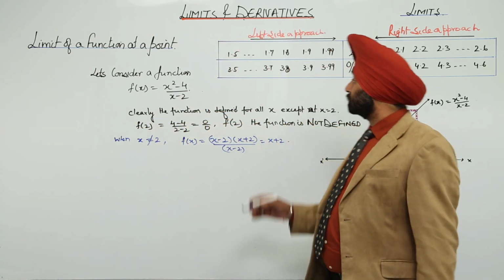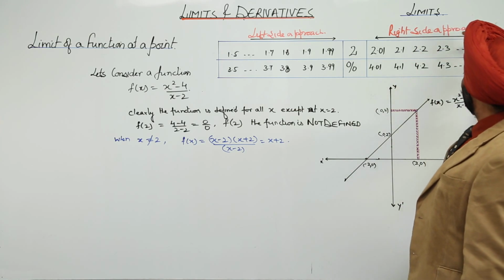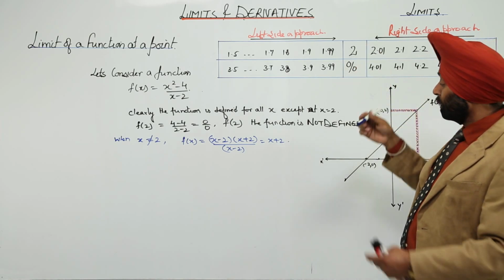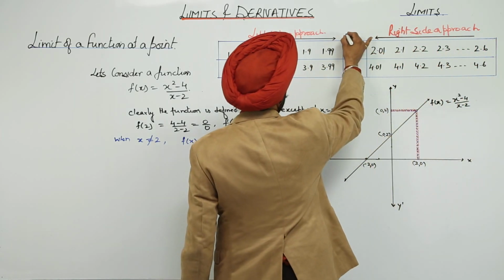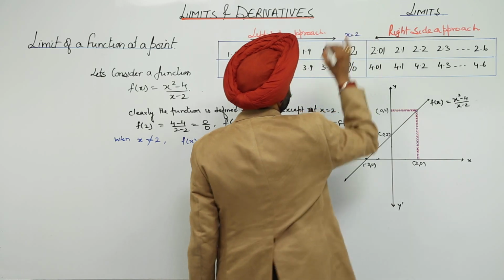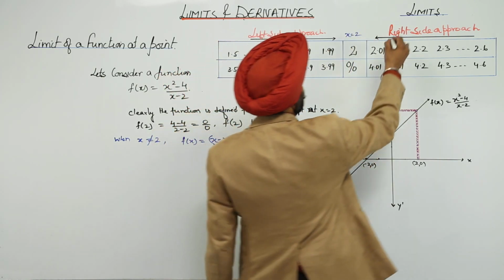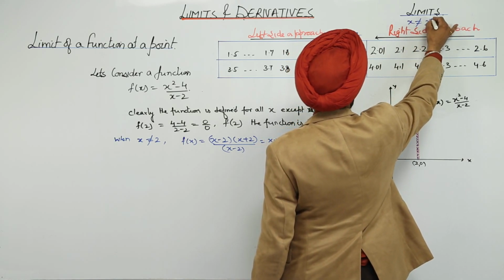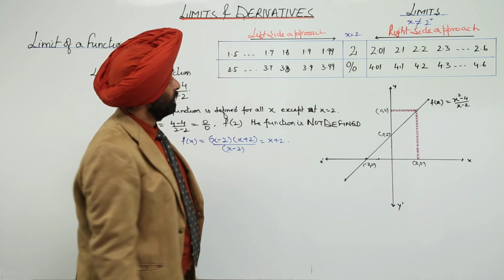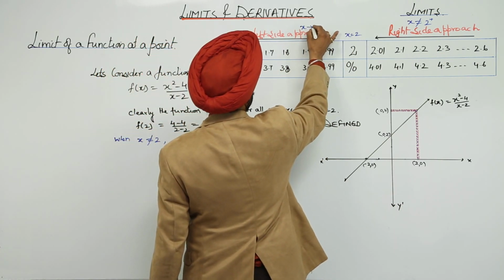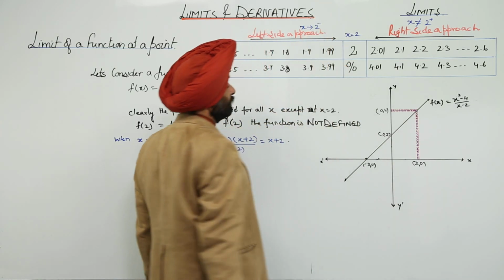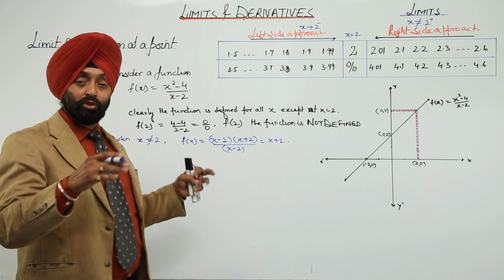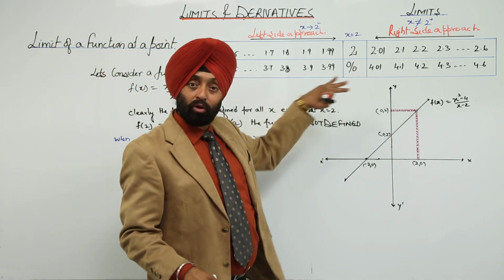Now what does this table mean? This table means we are approaching from the right side towards the point x is equal to 2. Here I can mention x approaches 2 with a positive symbol, that is the notation. Here when x approaches 2 with a negative sign, but do not pronounce it as negative, this means we are approaching from the left, and the other is approaching from the right.